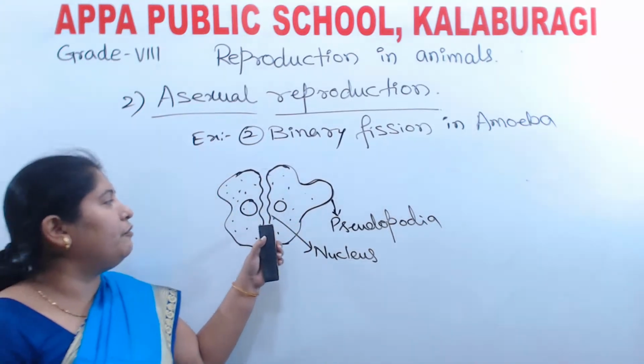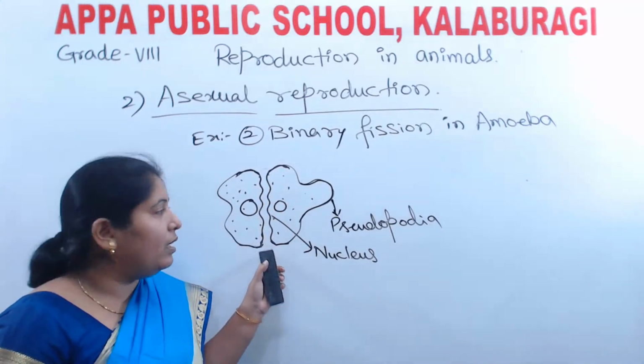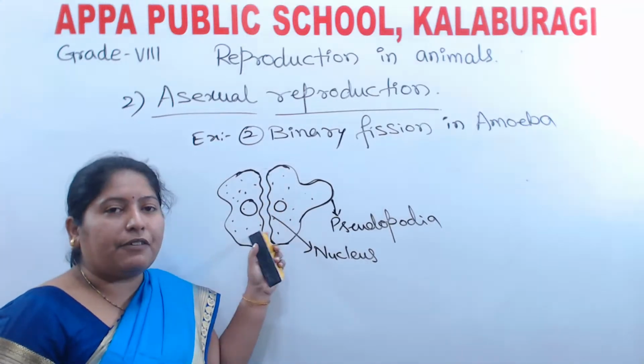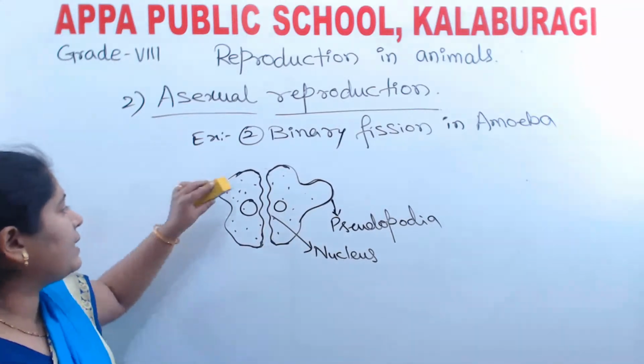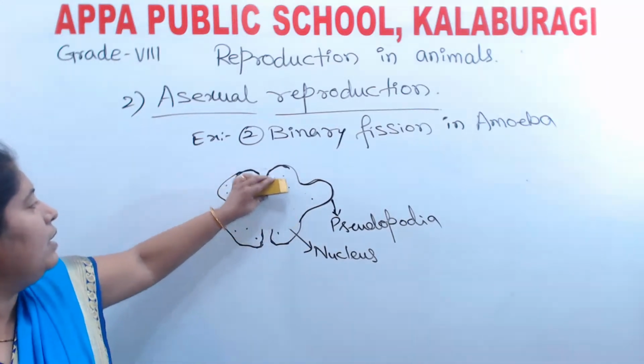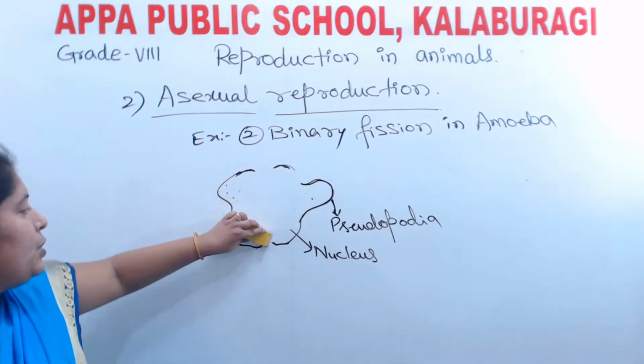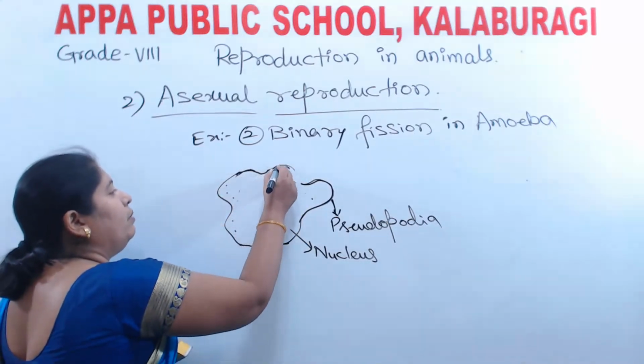See, 2 nuclei have formed because of that fission, and 2 different cells of amoeba are also formed. These are called daughter cells. Exactly the things that happen in binary fission. Just go through all the diagrams here now.